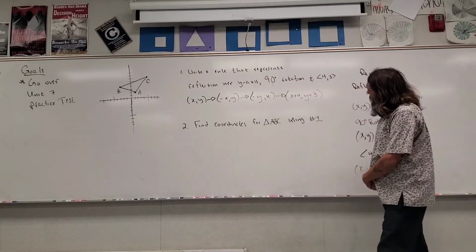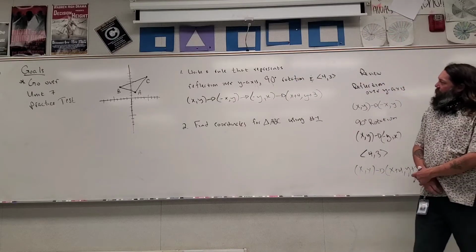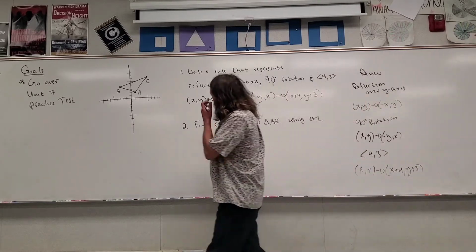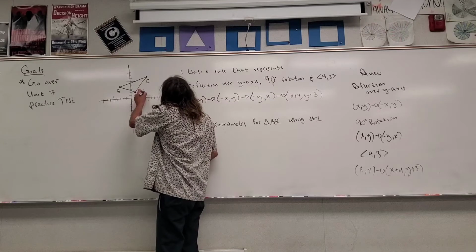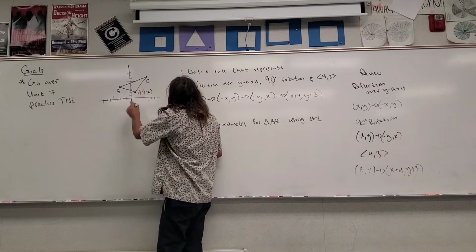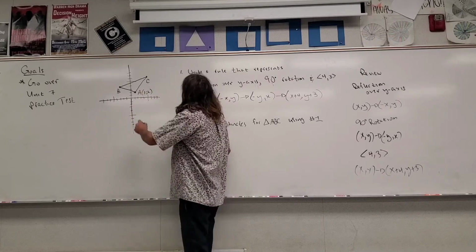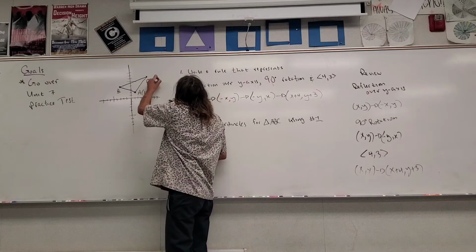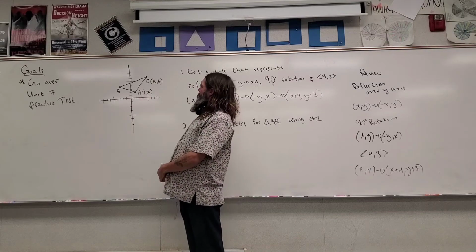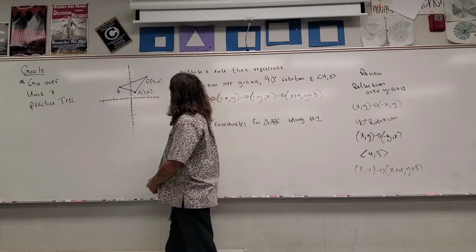Let's do problem 2. Find the coordinates for triangle ABC after using this. All right, so first off, coordinates for A. Let me learn how to read a graph. It's (1, 2). Coordinates for C are (5, 6). And the coordinates for B are (-3, 4).